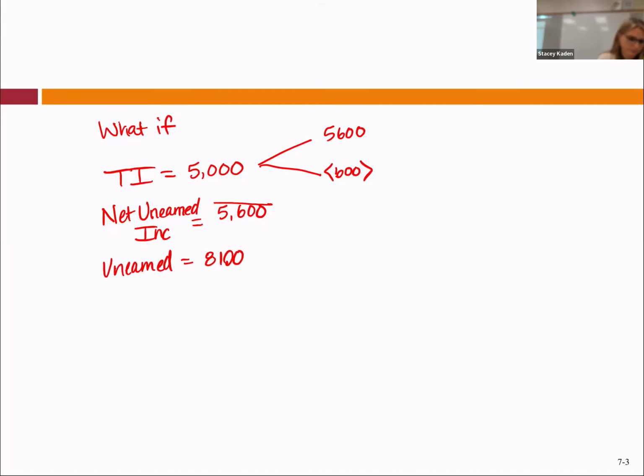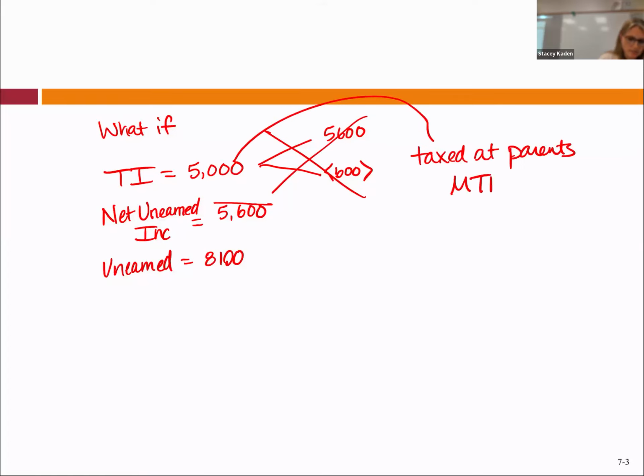That's weird. No. This is just all taxed at parents' marginal tax rate. Okay, so don't create more taxable income than a person actually has.